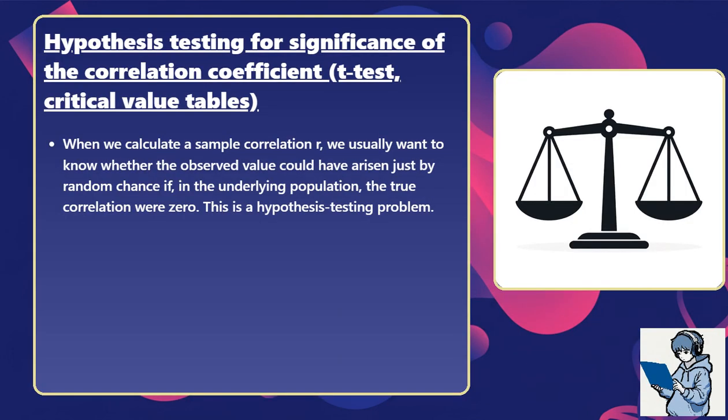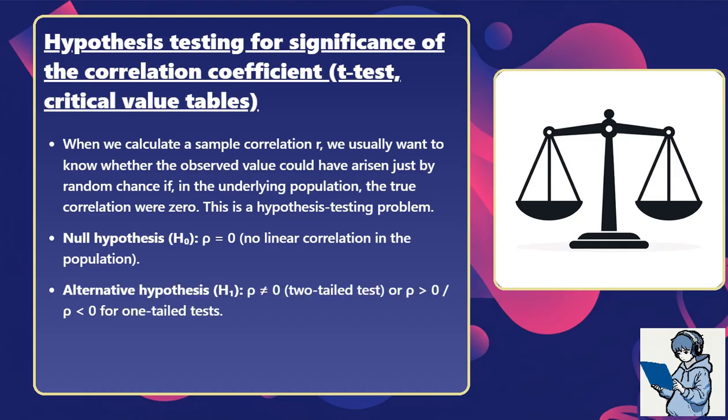When we calculate a sample correlation R, we usually want to know whether the observed value could have arisen just by random chance, if in the underlying population the true correlation were 0. This is a hypothesis testing problem. Null hypothesis H0: rho equals 0, no linear correlation in the population. Alternative hypothesis H1: rho not equal to 0, two-tailed test, or rho greater than 0, rho less than 0 for one-tailed tests.